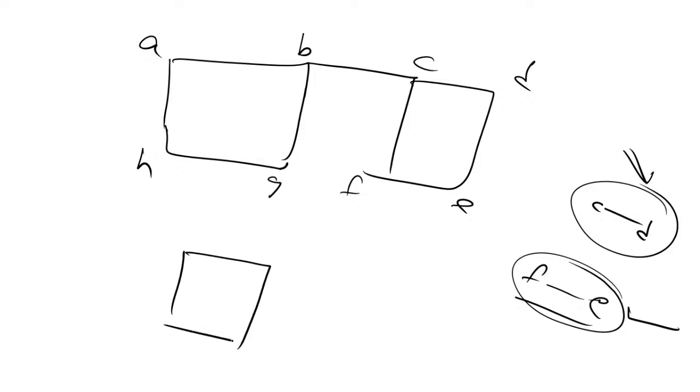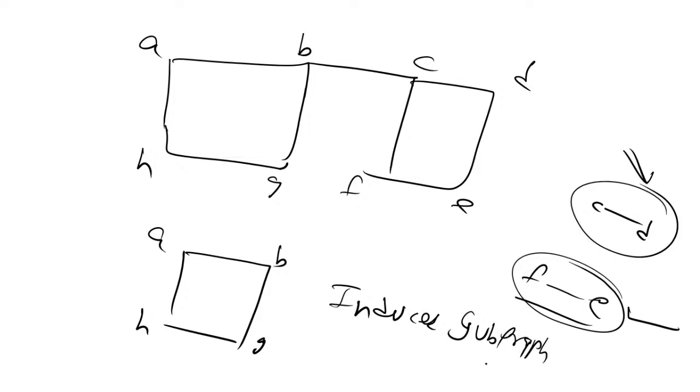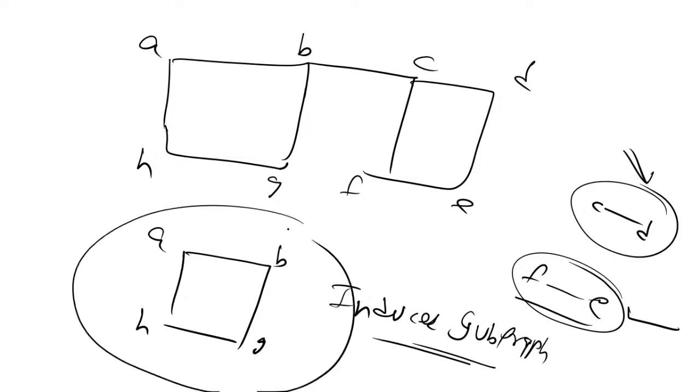Remember, this thing is not a clique: A, B, G, H. This is an induced subgraph, but it is not a clique because it is not a complete graph. Clique means a subgraph which is a complete graph. Your subgraph must be a complete graph. That is the definition of clique.